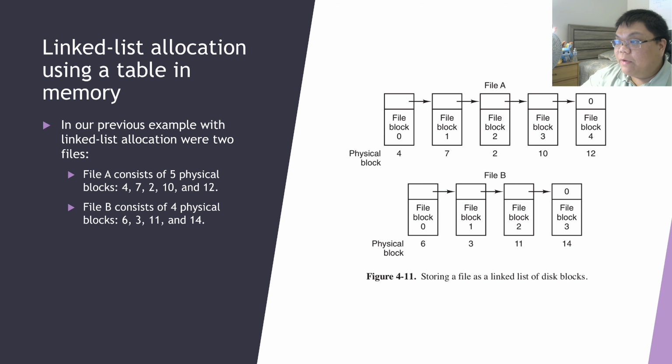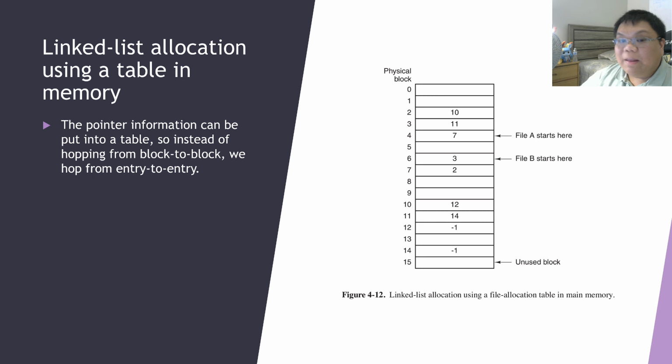So we had these two files previously. File A was stored in physical blocks 4, 7, 2, 10, and 12. File B was stored on physical blocks 6, 3, 11, and 14. We can put those pointers in a table, and now we have what is called a file allocation table.